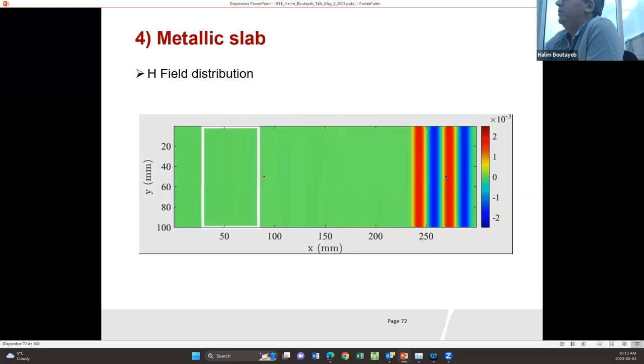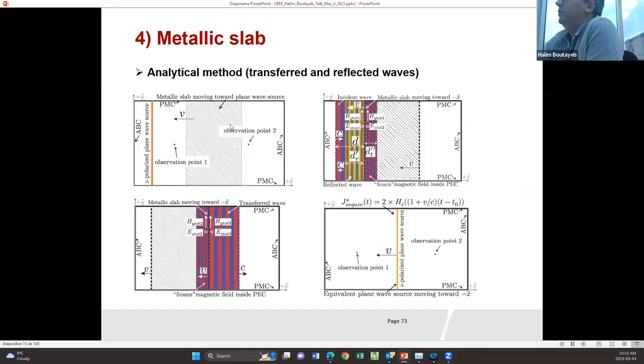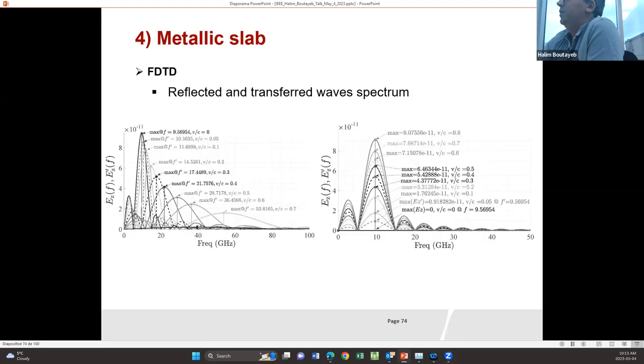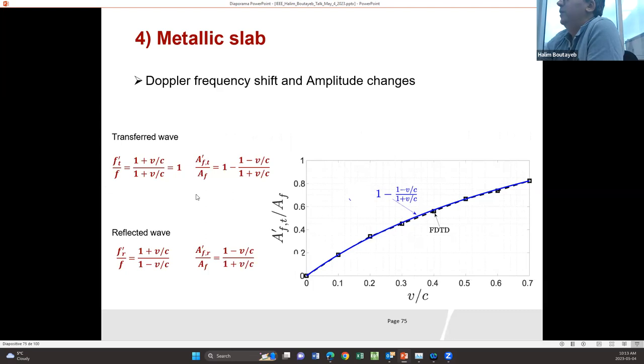And what's interesting is we can analyze this field analytically. And this is what we have done here. This is the FDTD result for the reflected wave. And this is the FDTD result for the transmitted wave. So what we found is the reflected wave will follow this formula here.